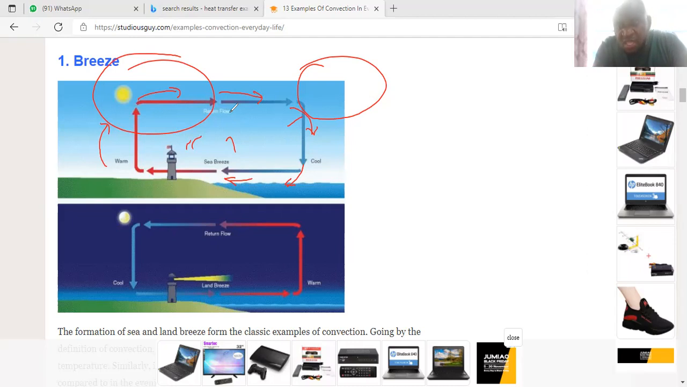For that reason, the water in the sea will warm up the air molecules above it, and those air molecules will rise and move towards the earth. As they move towards the earth, they will be condensed due to the cold that we experience on the earth, and then they become dense, and then they move back to the sea as cold molecules. So that is one application we can talk about for convection.